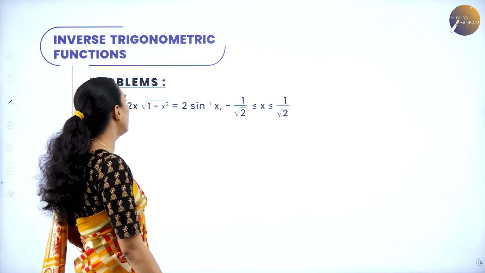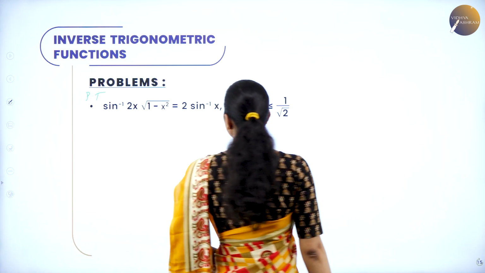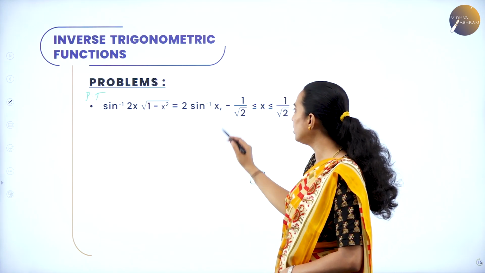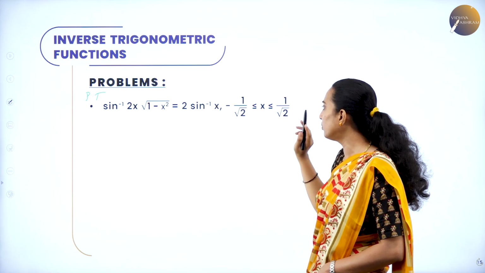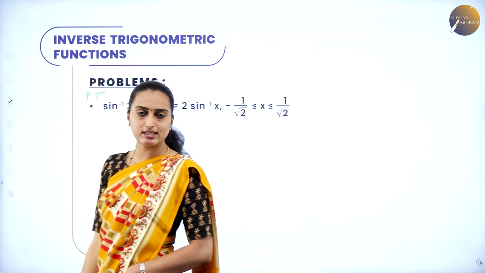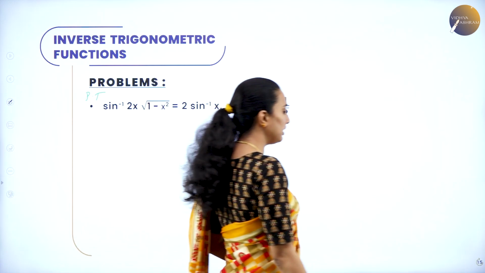Okay. So next we'll be moving on to prove that sin inverse of 2x root of (1 minus x squared) is equal to 2 sin inverse x for x greater than or equal to minus 1 by root 2 and lesser than or equal to 1 by root 2. You have to prove this property now.